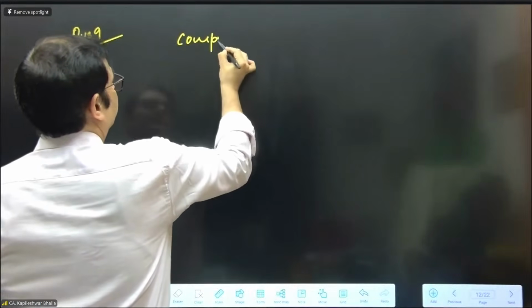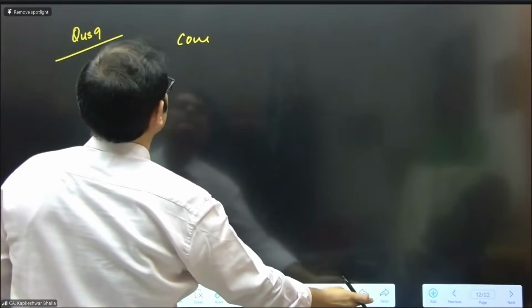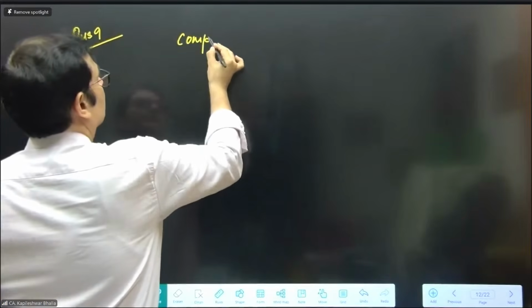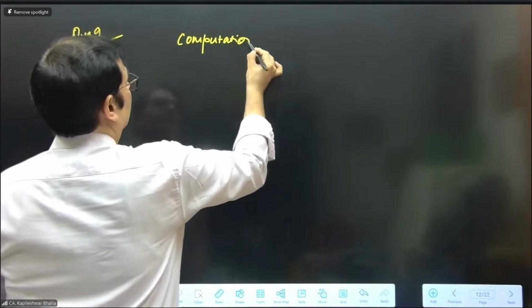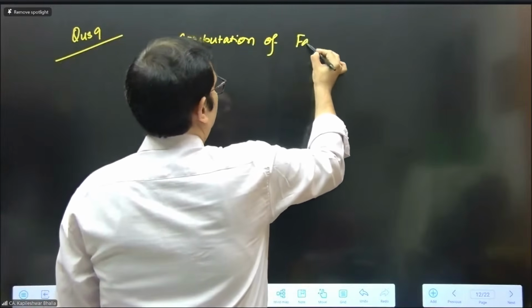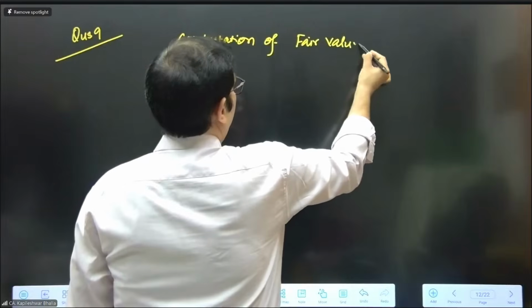So question number 9. So we'll just look at the initial entry. And I think in all these questions, you will agree, the very first thing you are required to do is to consider, always in these kind of questions, the computation of the fair value. That's the first key issue to be done. So let's go for the computation of fair value.